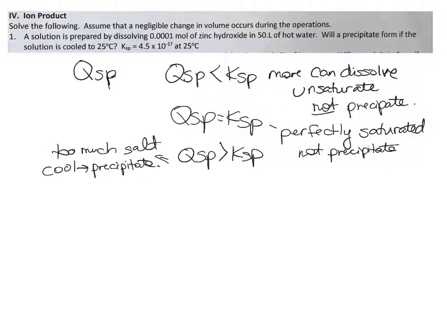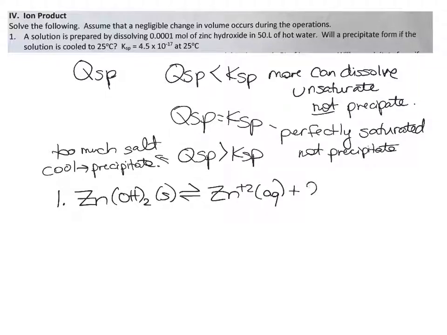So what we have to do is the math problems with QSP, comparing the QSP to the given KSP to decide if it will precipitate or not. In order to do each of these problems, the first thing we're going to do is write the dissolution equation. So we have zinc hydroxide, ZnOH2. This is a solid. It is dissolving to form zinc ions and 2 hydroxide ions per zinc ion.